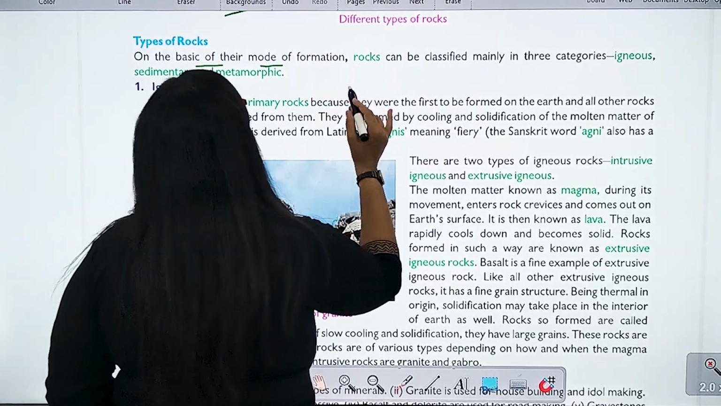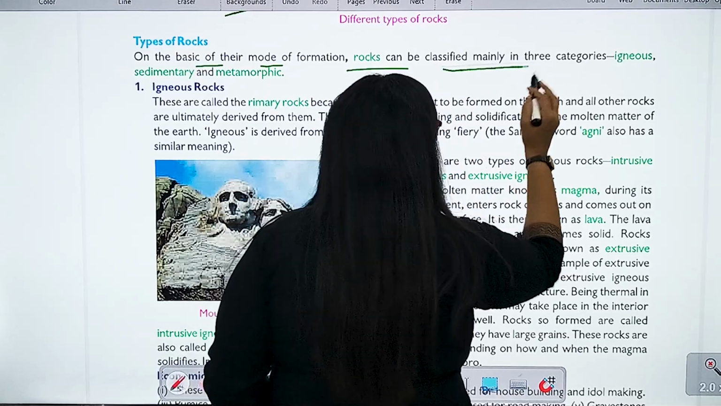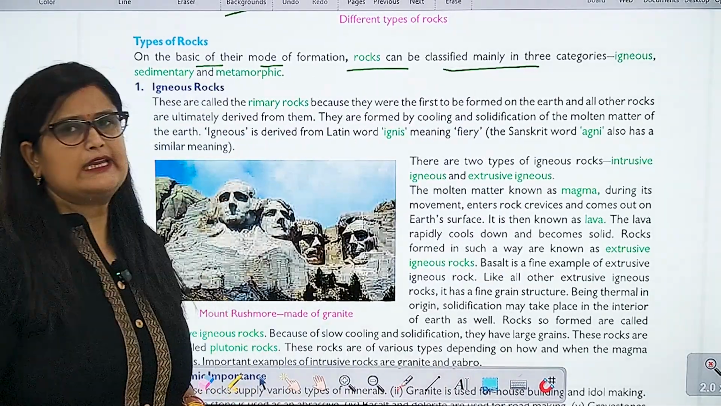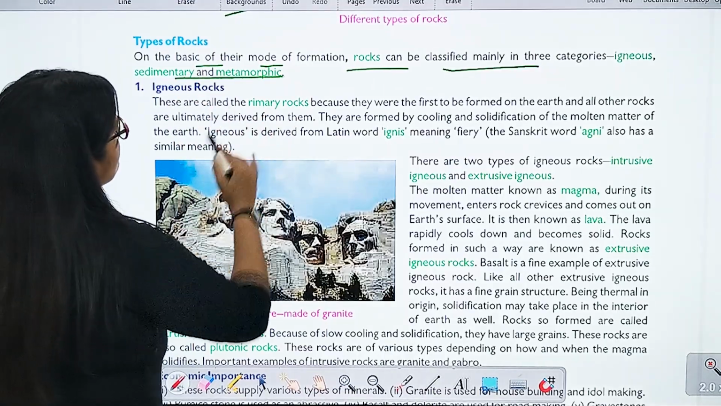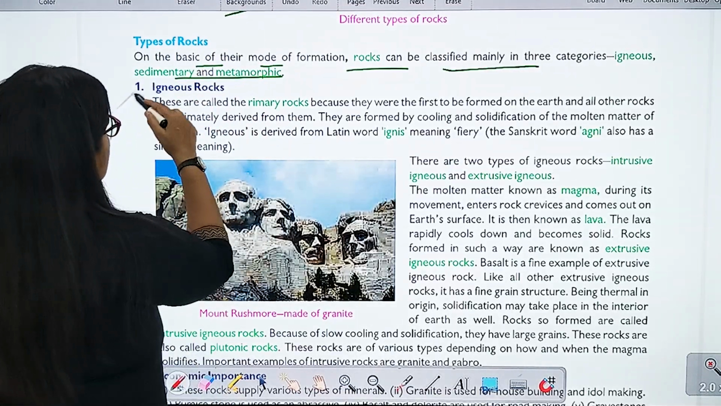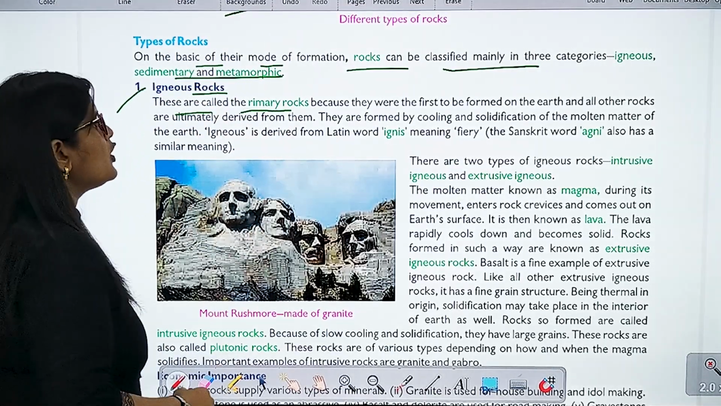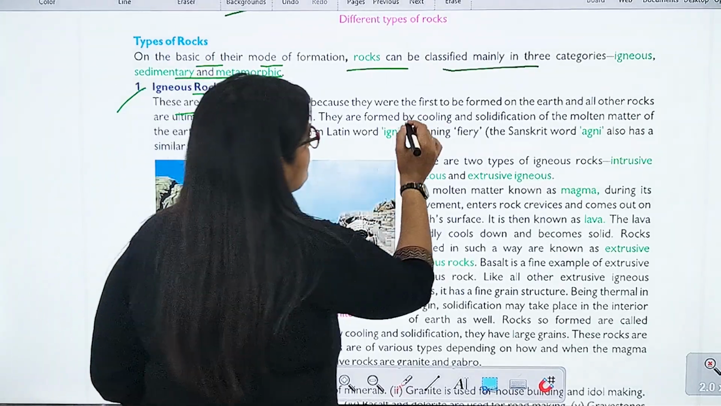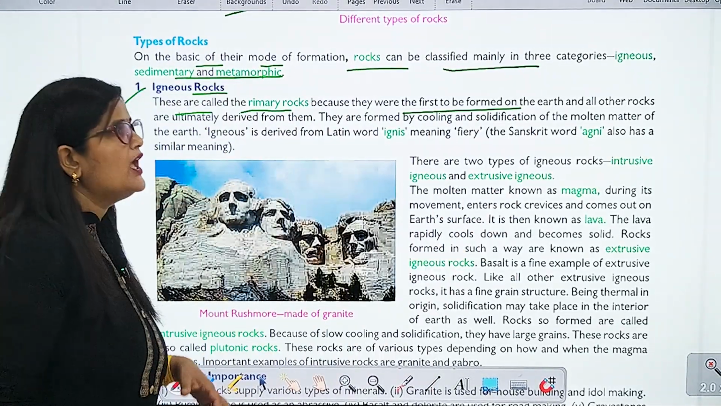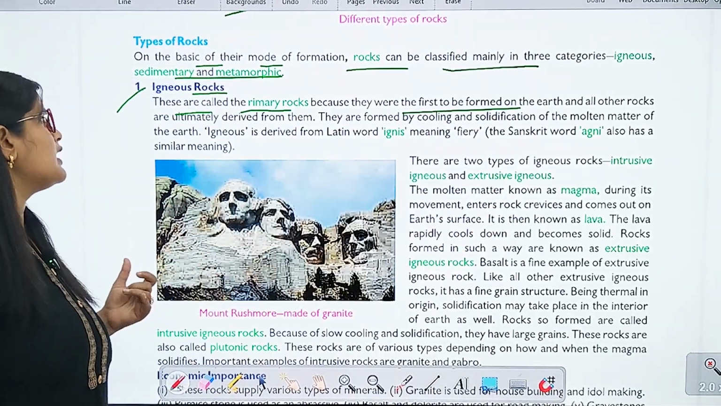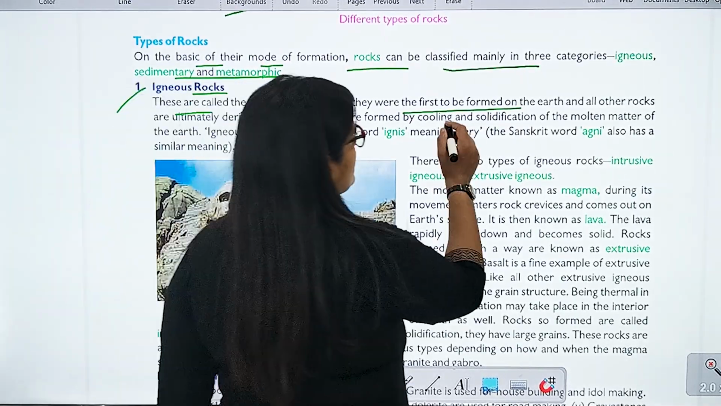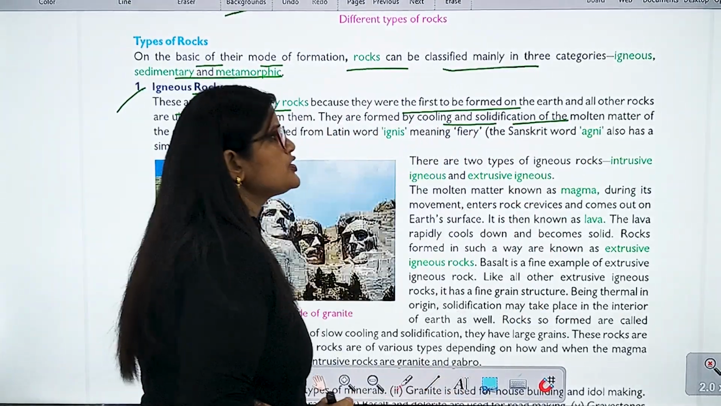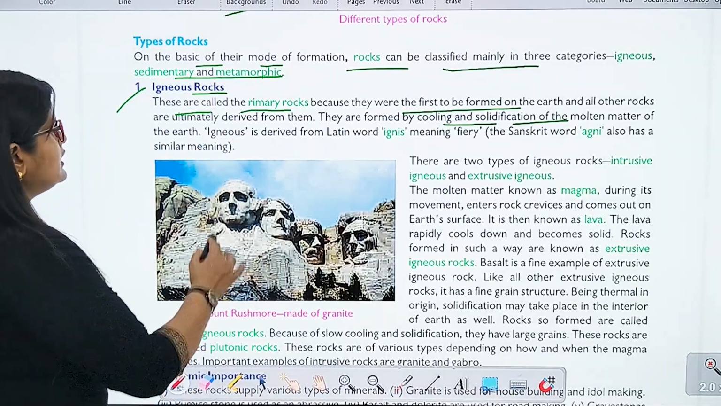On the basis of their mode of formation, rock can be classified mainly in three categories, which are igneous, sedimentary, and metamorphic. So igneous rocks क्या होता है? These are called the primary rocks because they were the first to be formed on the earth, and all other rocks are ultimately derived from them.